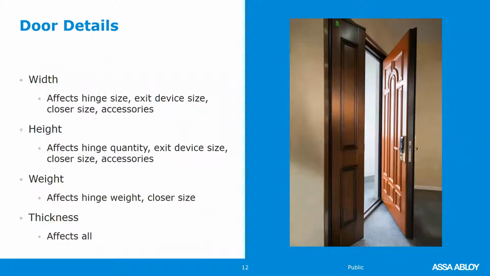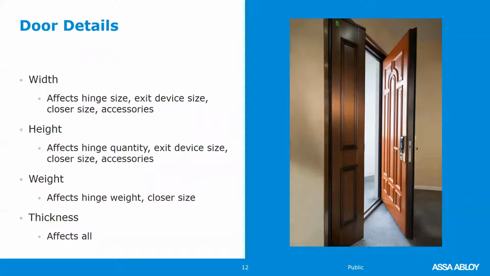When you get to fire rated doors, which helps also make the same standard for non-fire rated doors, when it comes to hinge quantity, you use 3 hinges for doors up to 90 inches in height, and 1 additional hinge for any 30 inches or fraction thereof. And you can easily assess how many hinges you need with that formula based on the height of the door. Exit device size, if you're using vertical rods, closer size, and accessories are also affected by the height.